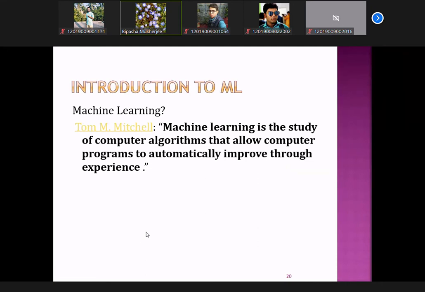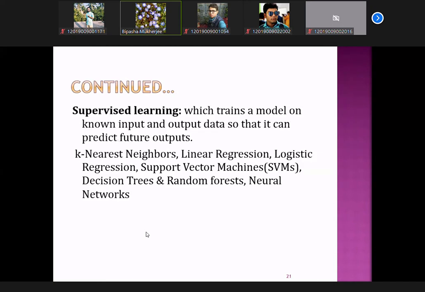So normally machine learning can be defined as something that allows the program to automatically improve through experience. Based on that, we generally categorize machine learning into a few parts. The first and very simple part is supervised learning, where input and output both are known. You have to find the mapping.